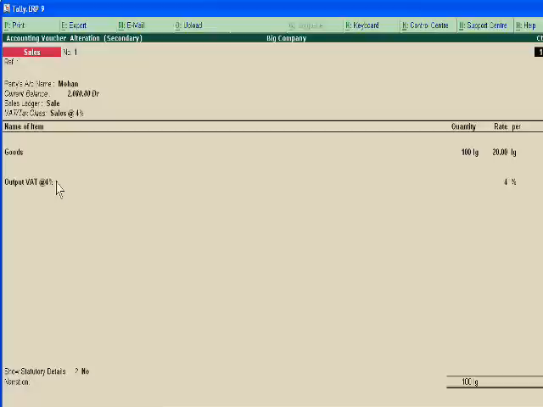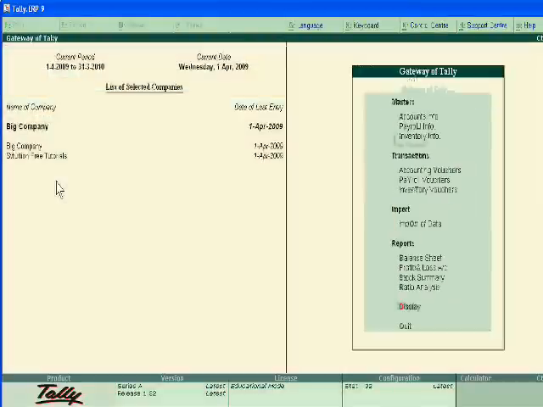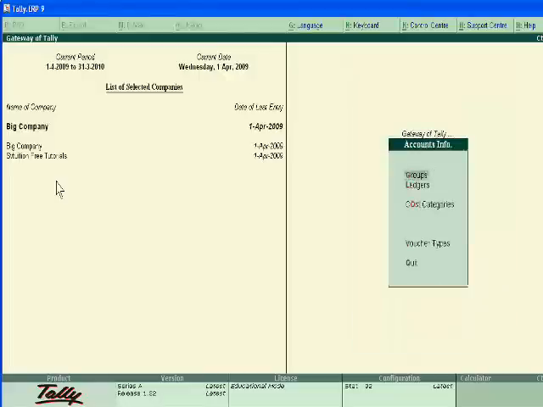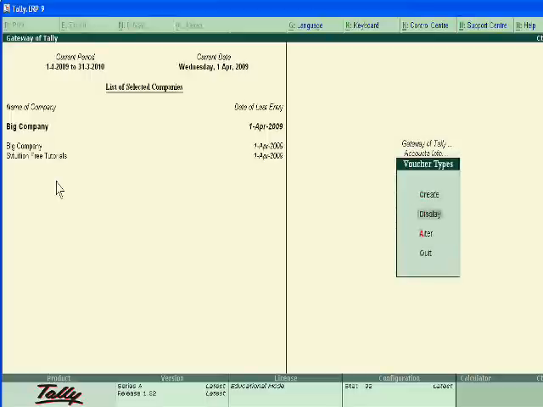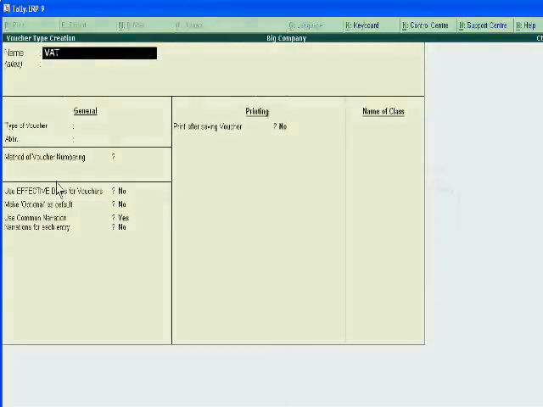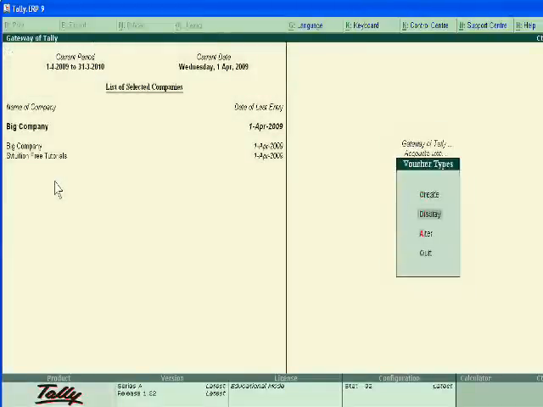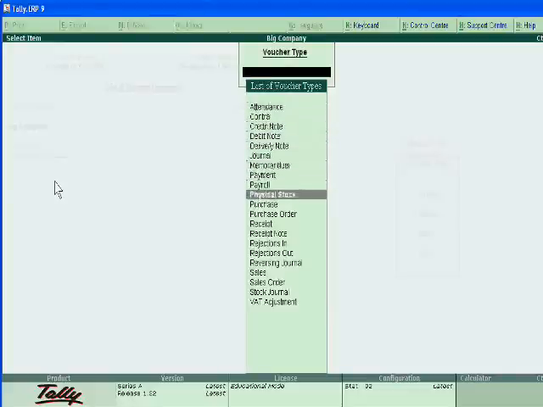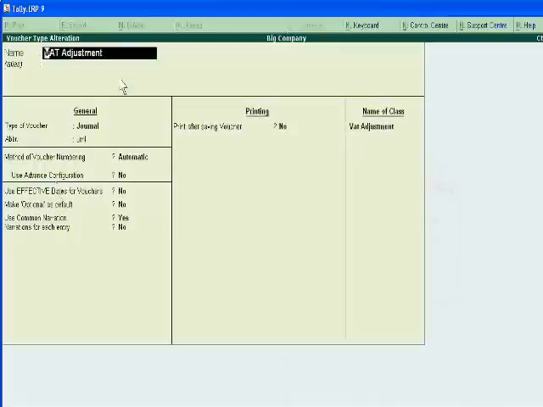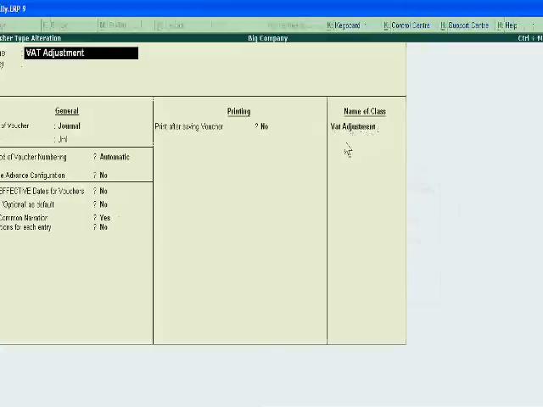Now the VAT is increasing by 1%. For this, just go to account info. In account info, go to voucher types, and then we can create or alter anything. We can create a VAT adjustment. With this we get lots of options for VAT adjustment. We already created it; I am just showing in alteration mode what I have created. Yes, this is a VAT adjustment under journal, and the name of the class is VAT adjustment.